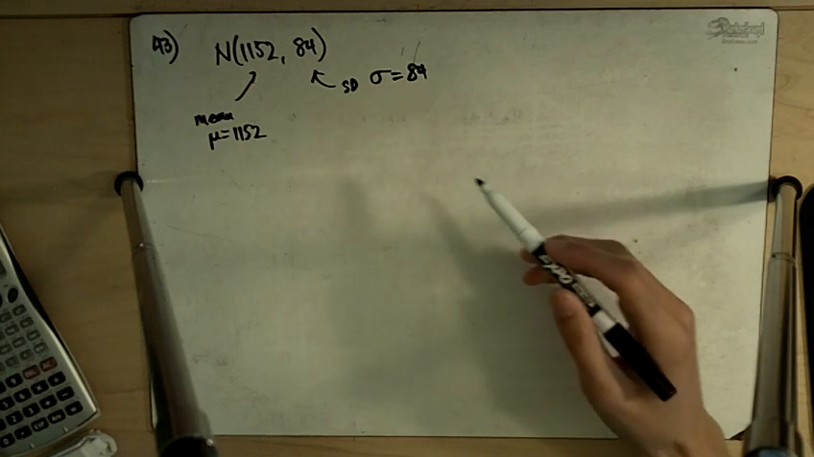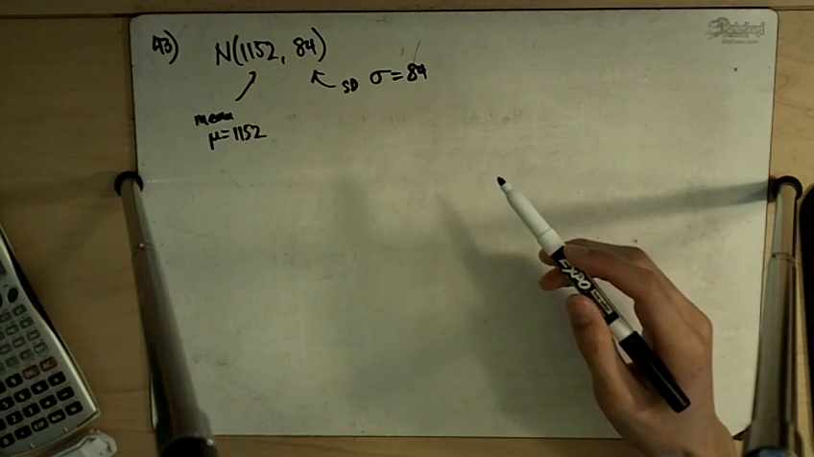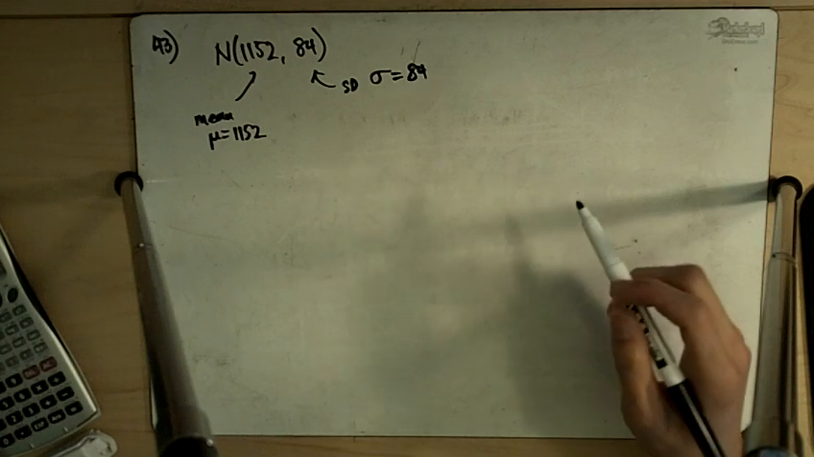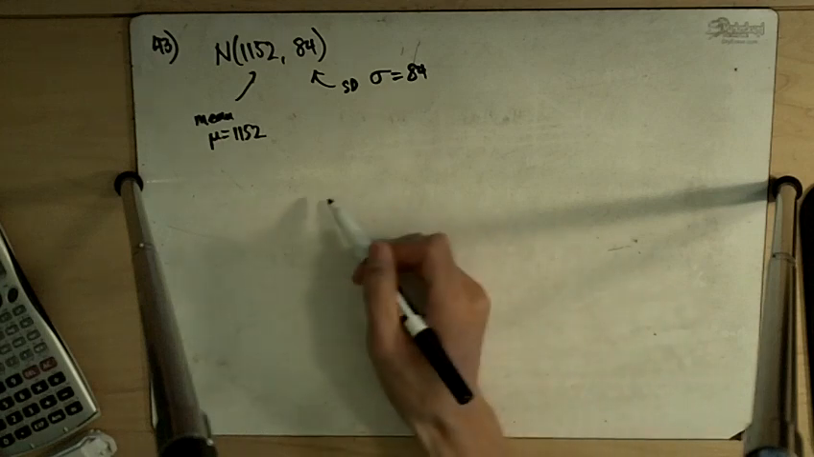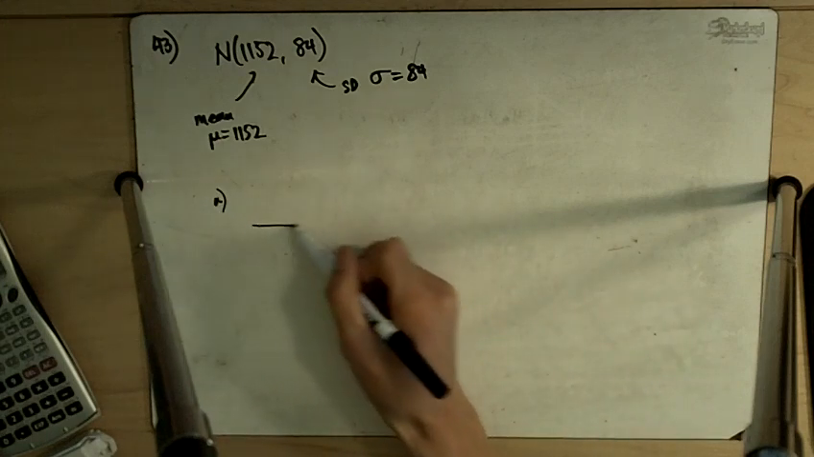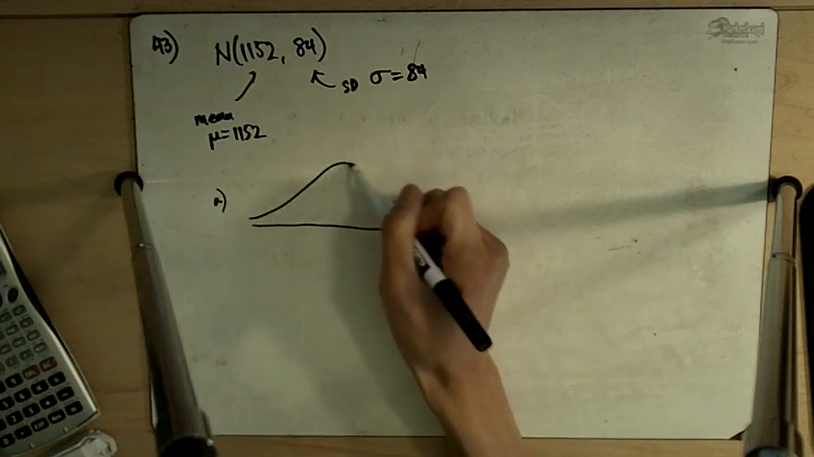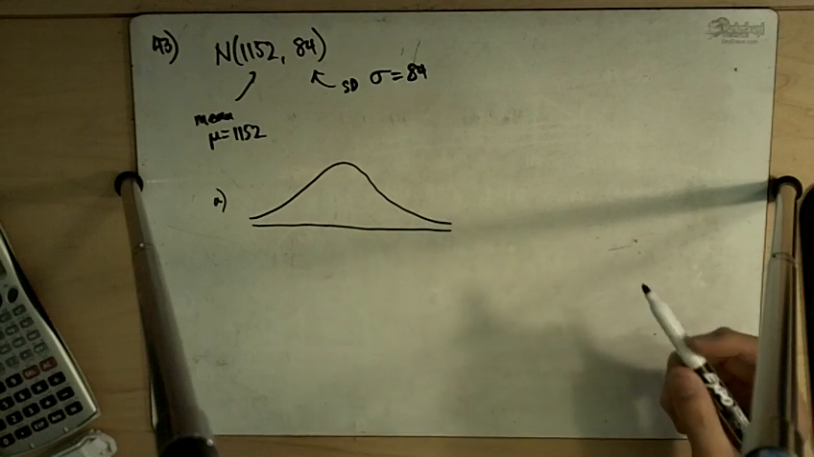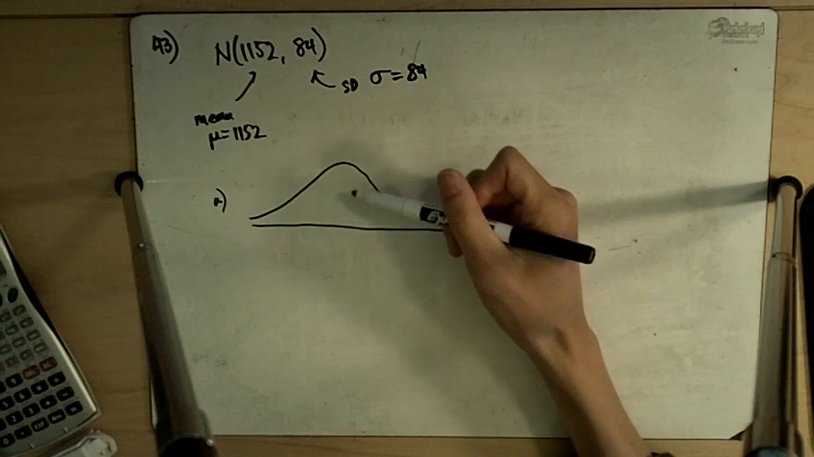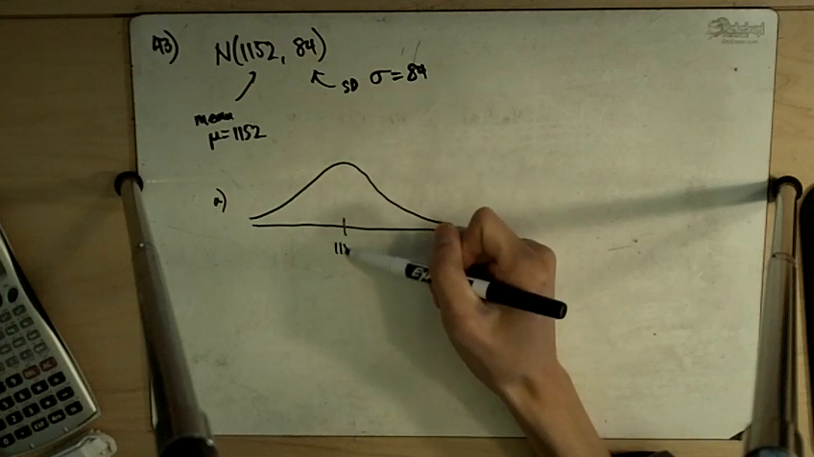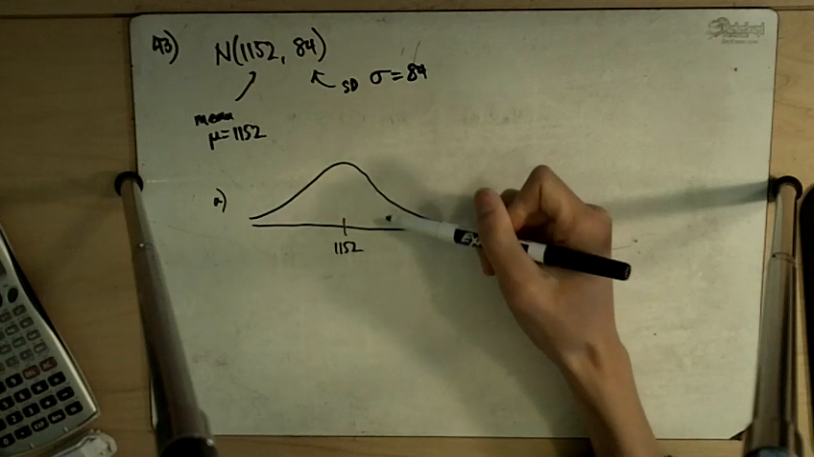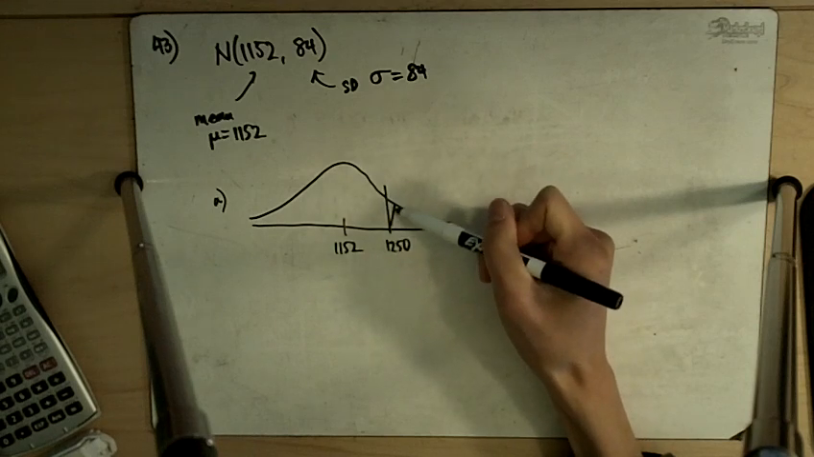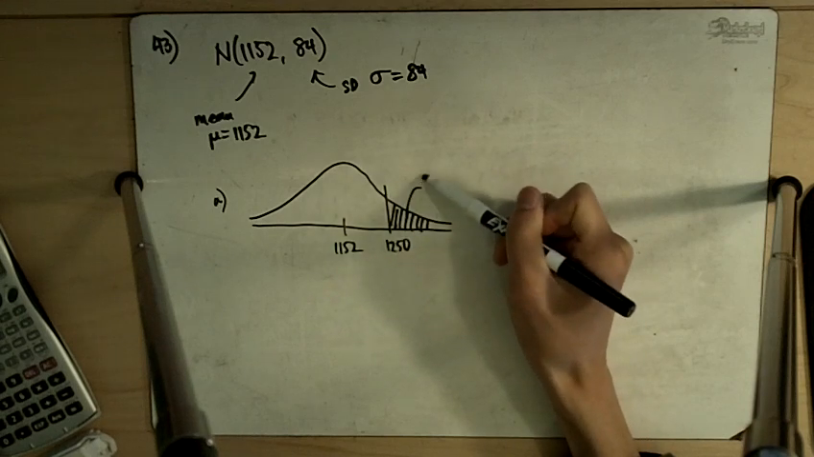It says the normal model for Angus steers in exercise 19. What percent of steers weigh over 1,250 pounds? So part A asks, if this is the normal model for steers, what percentage of steers weigh over 1,250 pounds? We've got the center at 1152, and 1250 is to the right of the center. We want to know what percentage is over here.